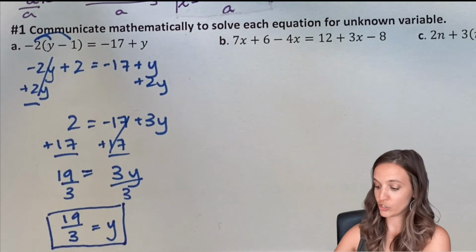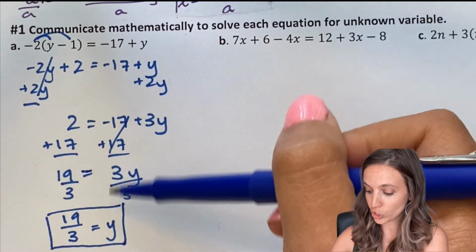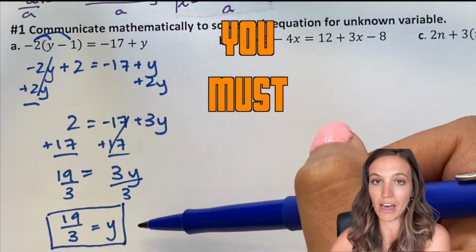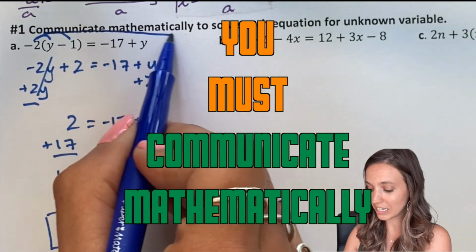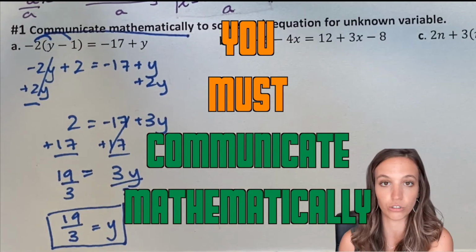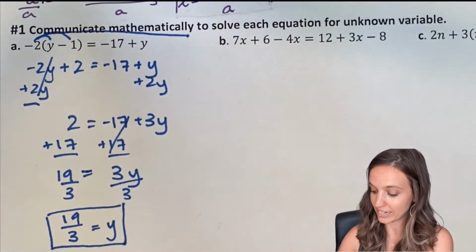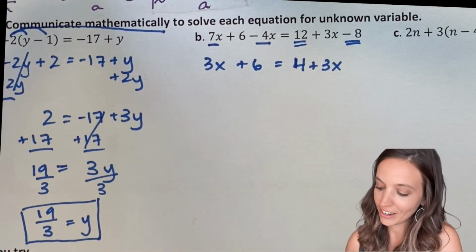The key here is notice my vertical steps. I'm showing each step to communicate mathematically appropriately. Remember, we've already talked about that. Communicating mathematically here is key. You need to do that, so showing your work as you get down to a solution. Okay, moving on to this next example.